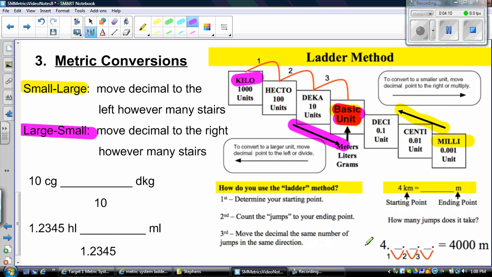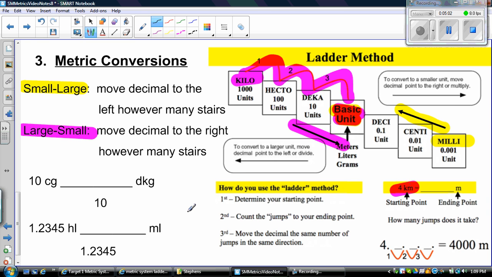So they've got the example down here, 4 kilometers to meters. I'm going from kilo to meters. You're going to count the jumps to your ending point. So look here, I'm going to go down the staircase: 1, 2, 3 stairs. So I'm going to move the decimal the same number of jumps in the same direction, 3 places to the right. So here's 4. The decimal's at the end. You're going to move the decimal point 3 places to the right. Then you've got these blanks, and you fill those in with your zeros. So 4 kilometers equals 4,000 meters.